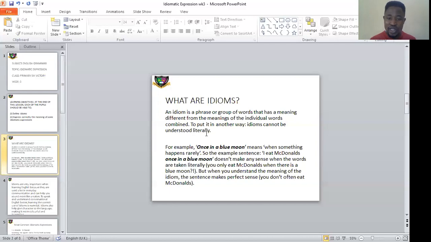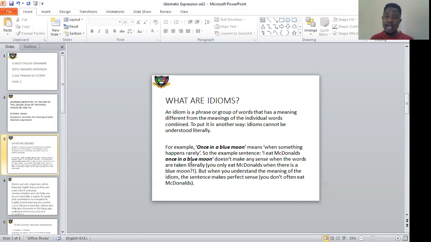Okay, look at this for instance. For example, once in a blue moon. You must have heard people use that expression, once in a blue moon. What do you think once in a blue moon means? Does it mean one in every blue moon? No. What it means is when something happens rarely, when something doesn't happen all the time. It happens just once in a while. So it is good to say it happens once in a blue moon.